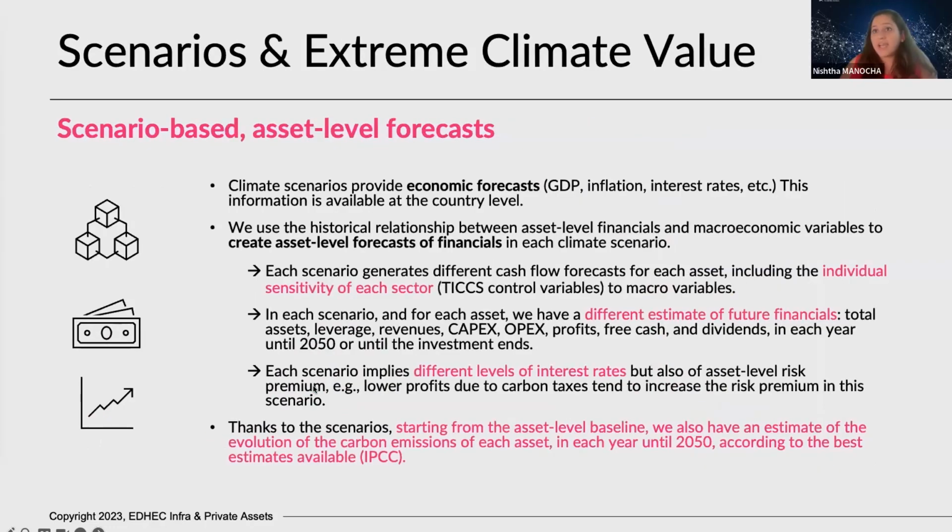I wanted to reiterate Abhishek's point from a few minutes ago, that while the example here showed you an estimation of baseline and today's carbon emissions, we also have the capacity to build this through scenarios. So through our models that we have built over the past few months, for each scenario, starting at the asset level baseline, we can estimate the evolution of carbon emission assets in each year until 2050. And this is aligned with IPCC, and the scenarios that we use are aligned with Oxford Economics and NGFS.